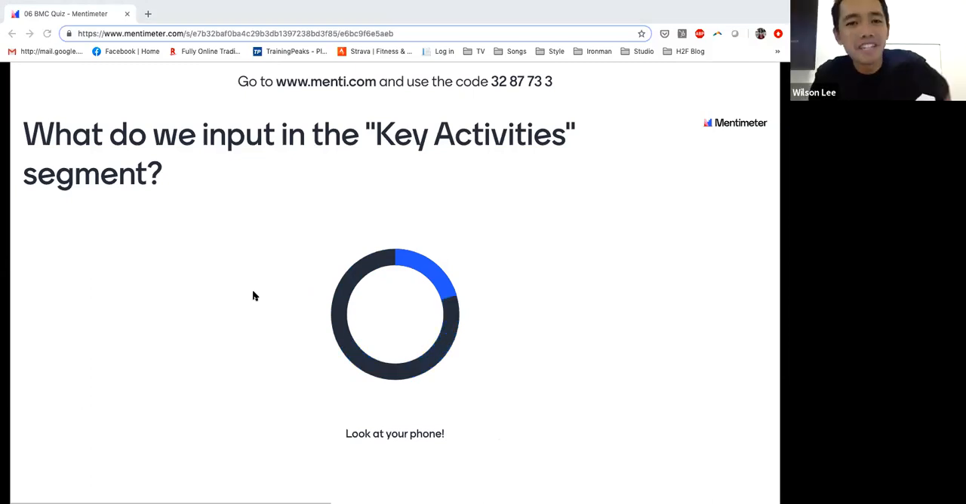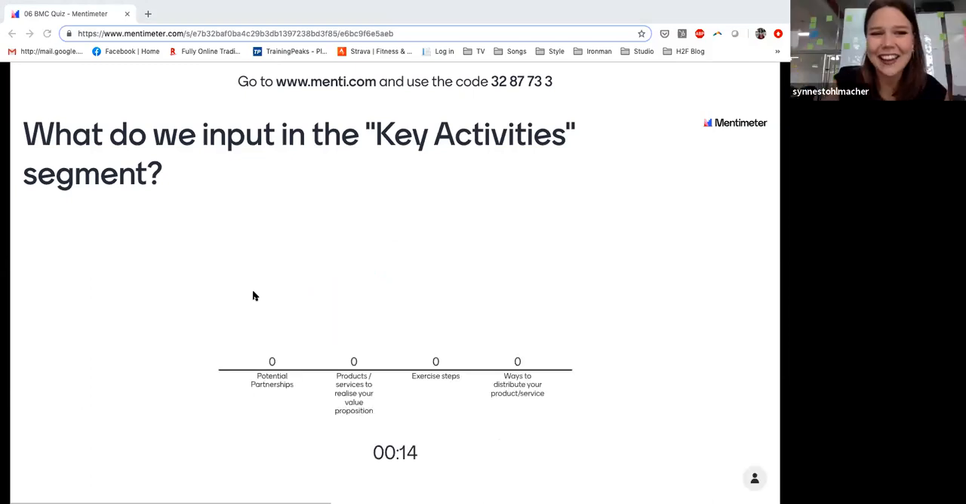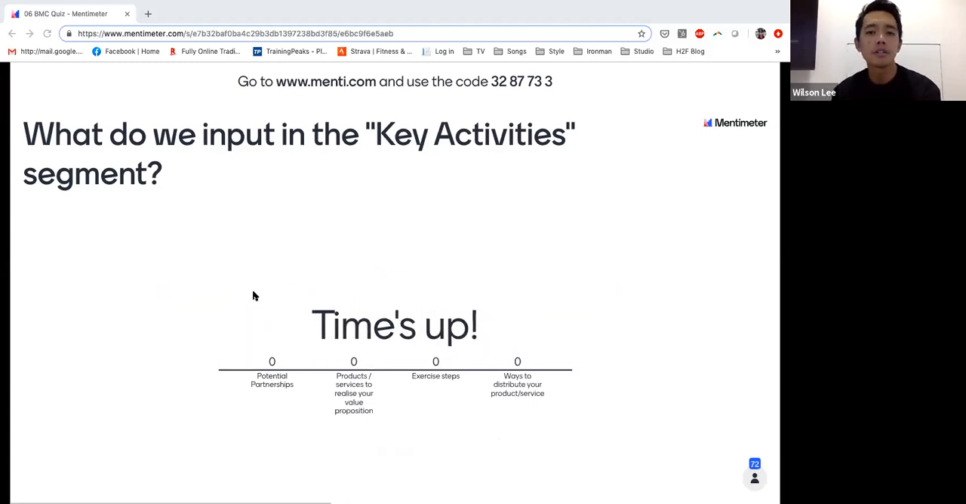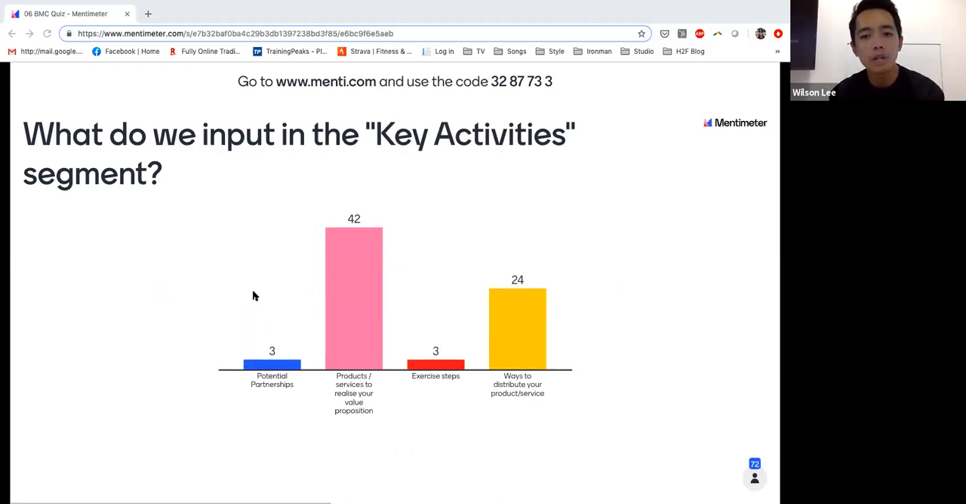What do we input in the key activity segment? Partnerships, products or services, exercise steps, or ways to distribute your products or service. Which one is it? There are actually two correct answers in this. Key activities is actually what you conduct and how you actually realize a value proposition. So is that sort of the last point that you had in a value proposition, how do you deliver the value? That's what you input in the key activities.